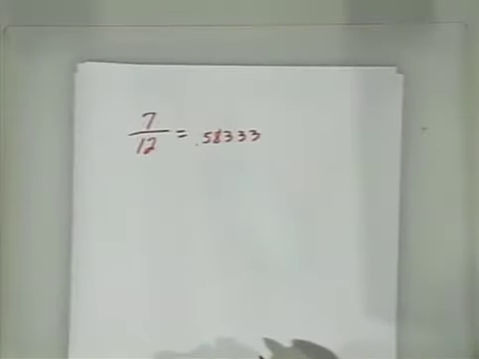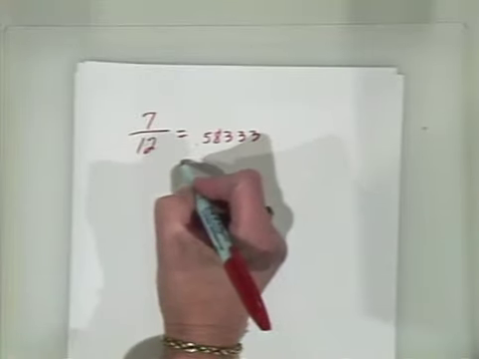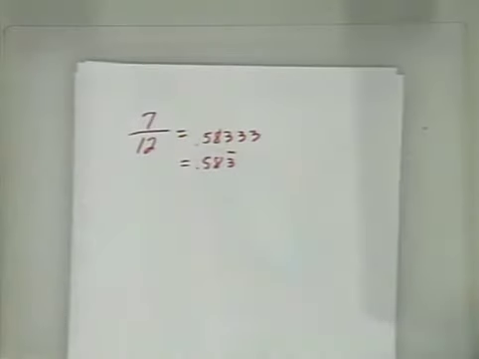0.58333, right? And that 3 goes on and on continuously. How we're going to write that is 0.583 repeating. Does that make sense? If we change that to a decimal, we're going to move to a percent, we're going to move the decimal point 2 places. Which direction? Right. To the right.